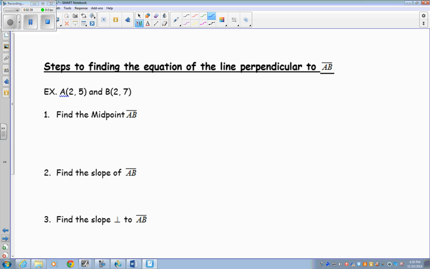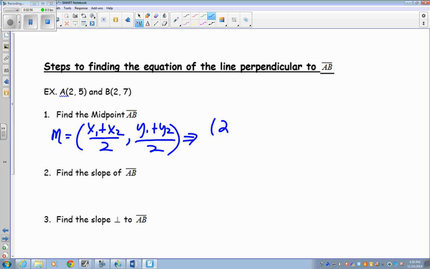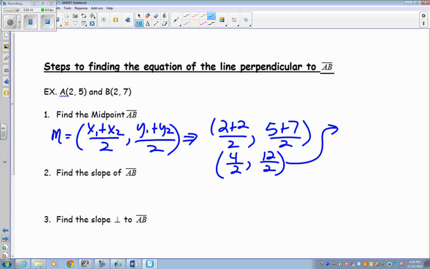Here we're doing AB. So to find the midpoint, we're going to use that formula with x1 plus x2 divided by 2, and y1 plus y2 divided by 2. We're just going to plug it in and solve it. So our x's would be 2 and 2 divided by 2, and 5 and 7 divided by 2. Once I simplify this, this would end up being 4 divided by 2, 12 divided by 2. So the coordinate of the midpoint would be 2, 6.